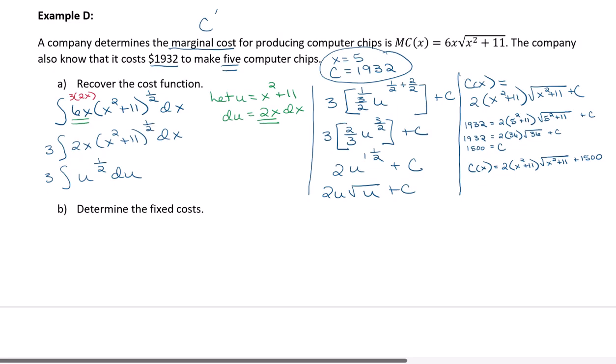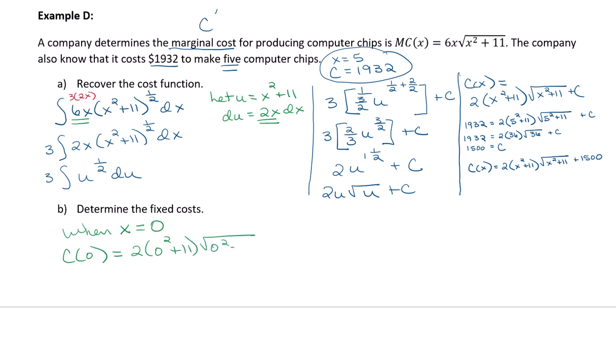Now in part B, they want us to determine the fixed cost. Well, remember, the fixed cost is how much it will cost the company even if they make no products whatsoever. In other words, when the number of computer chips is 0. So plugging in 0 for x gives us approximately $1,572.97 of fixed costs.